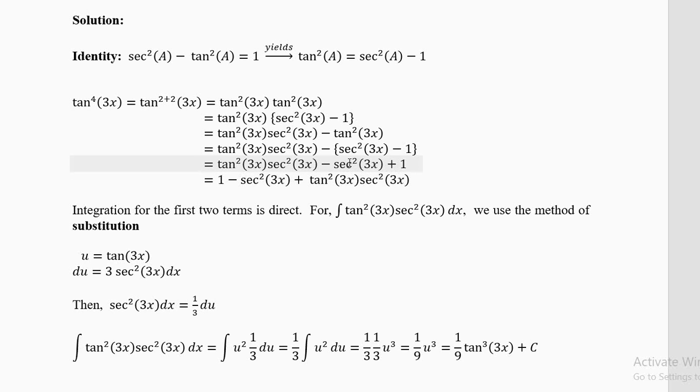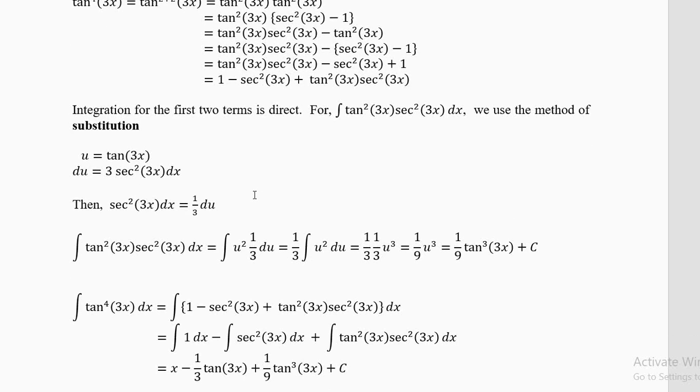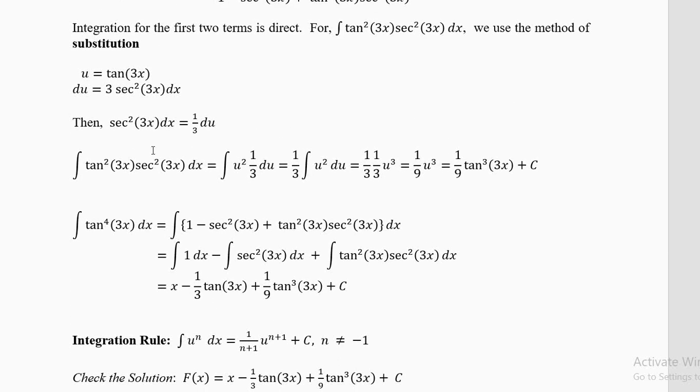So your final thing is tan square 3x into secant square 3x minus secant square 3x plus 1. Now we know how to integrate secant square. We are going to get the tangent. If you integrate 1, you will get x. Now this tan square secant square, derivative of tangent is secant square with the number. So you have to do substitution. You will get u equal to tan 3x, and your answer will be tan power 3 divided by 3 and one more number.